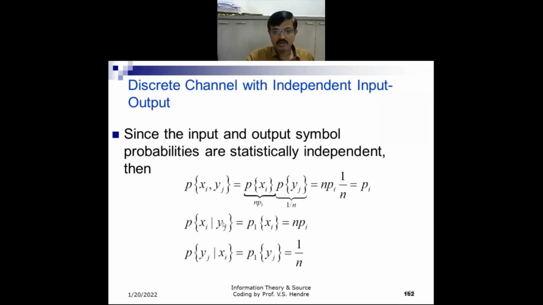And we can define the joint and conditional probabilities for this independent input, independent output channel as P of Xi comma Yj will be n into Pi upon 1 upon n, that is Pi. P of Xi given Yj will be P1 of Xi, that is n into Pi, and Yj given Xi will be P1 of Yj. Now why is this P1 of Xi? Because there is no dependency between Xi and Yj. So Yj doesn't play any role, and the conditional probability does not exist, whereas it will be related to Xi only. Similarly here, Yj does not depend on Xi, so P of Yj given Xi will be P1 of Yj. That's it. So that is how we define the joint and conditional probabilities.